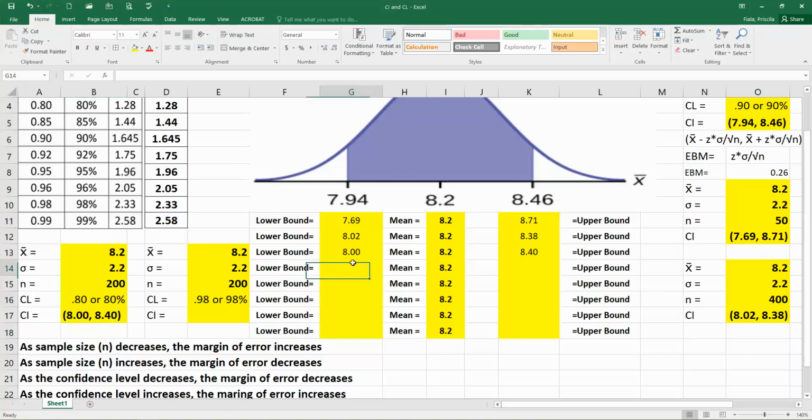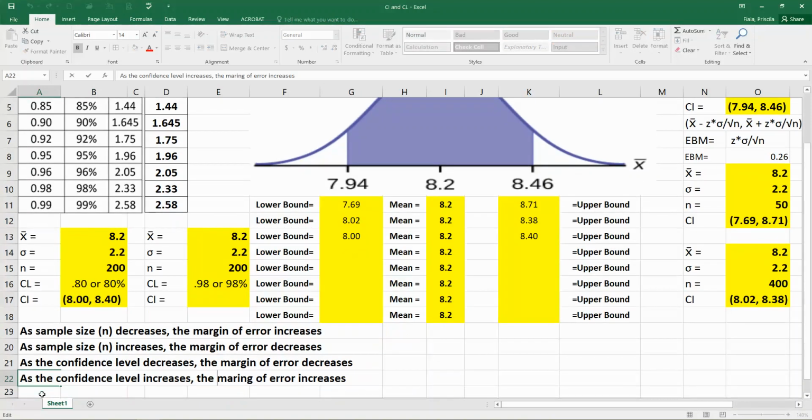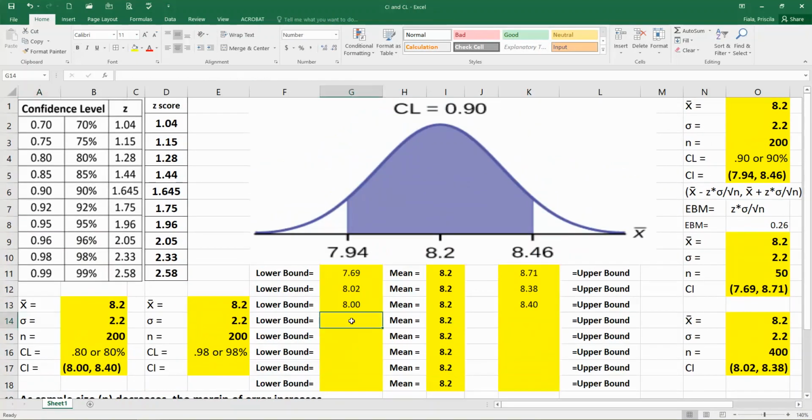So you kept the same sample size and you decreased the confidence level to decrease your margin of error. So now let's increase your confidence level, where your margin of error should increase, correct? When the confidence level increases, the margin of error is going to increase. So let's go ahead and go over here and let's prove that.